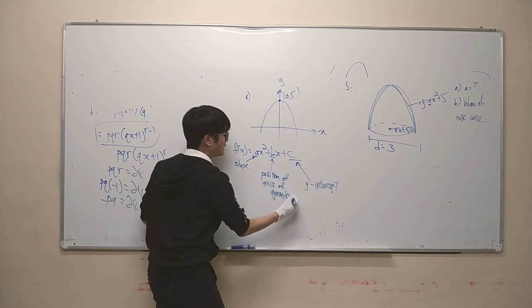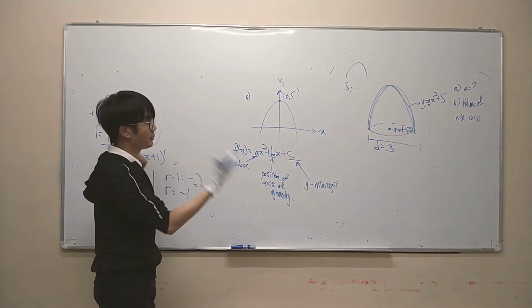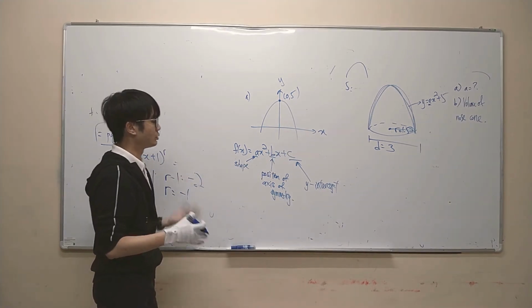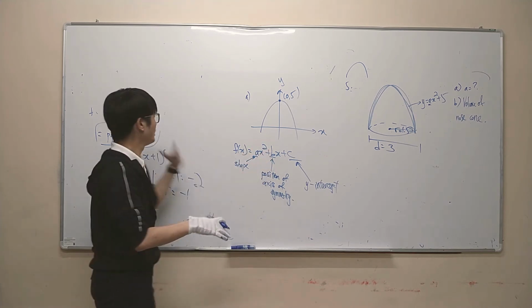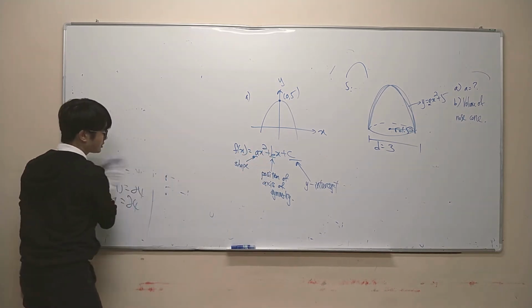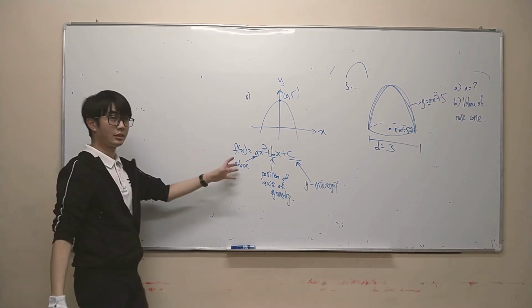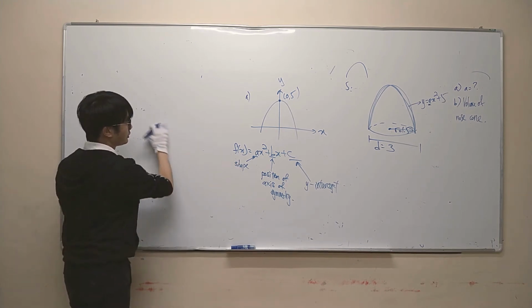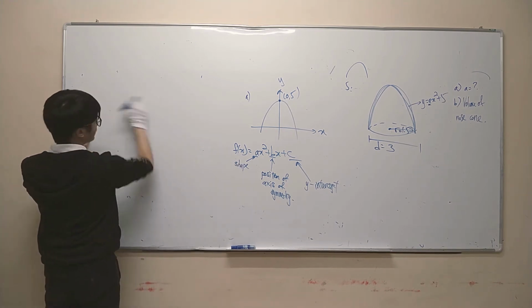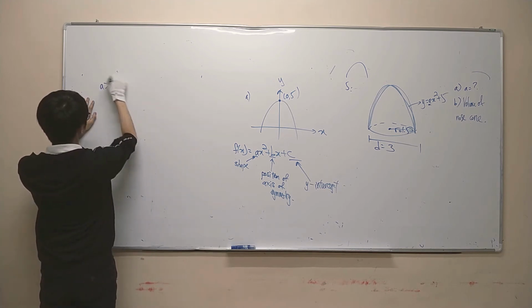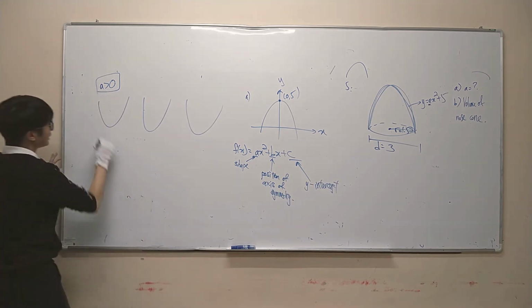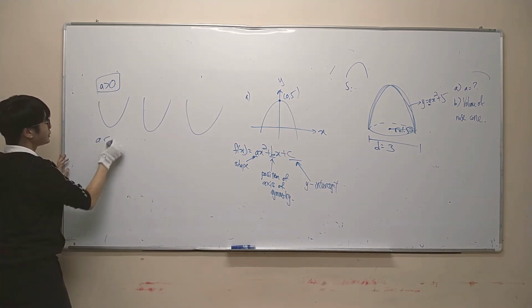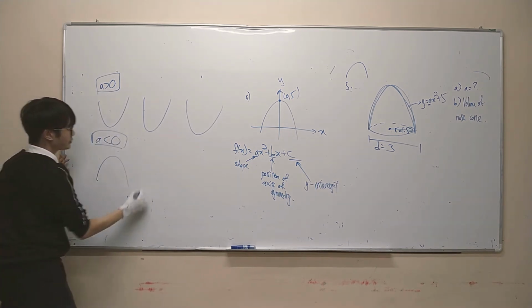Walaupun soalan ni tak tanya, actually you don't need to know everything about this to answer this question, but I will still explain it, because this is a detailed explanation video. So I will show you how to determine. If a is positive, your curve will be U shape. If the a is negative, it will be N shape.